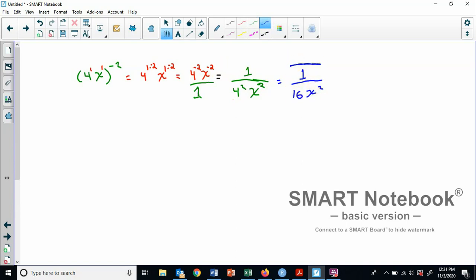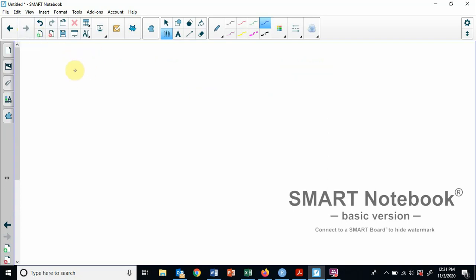Alright, so I got 1 over 16 x squared. Okay, so we're just using all these exponent rules and practicing a little more today. We're going to combine more things together. So look at one like this.